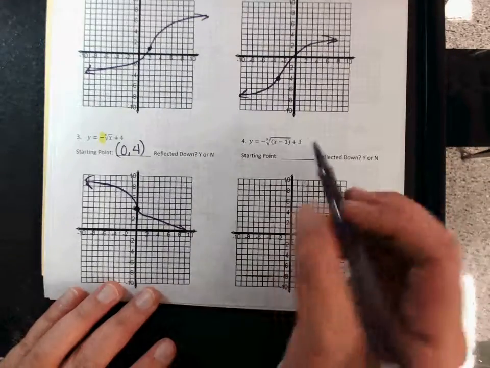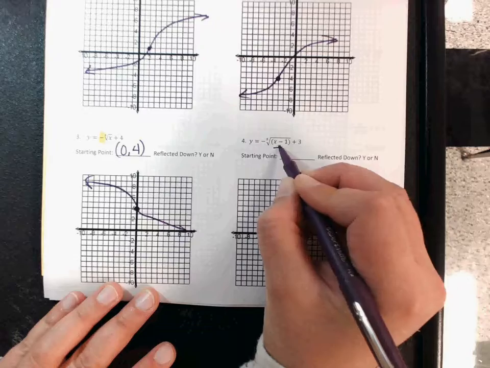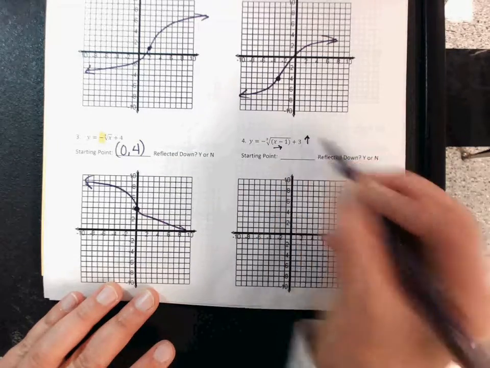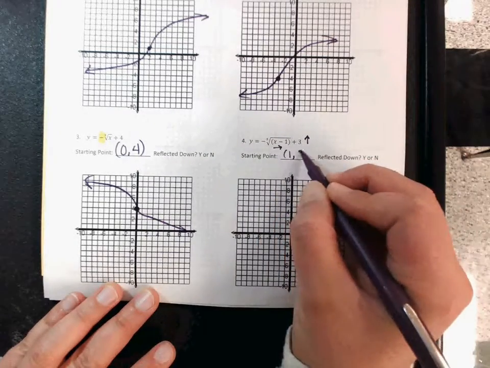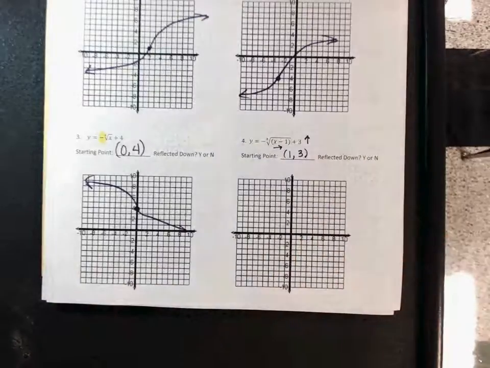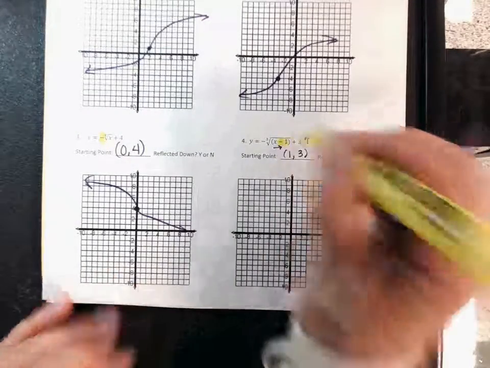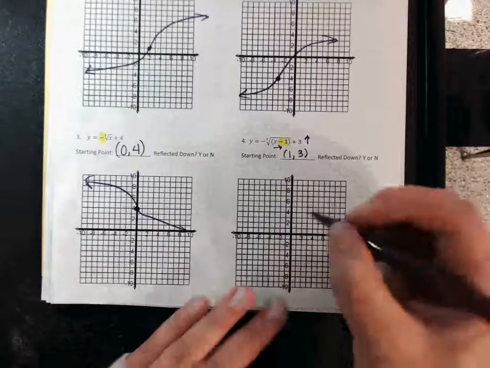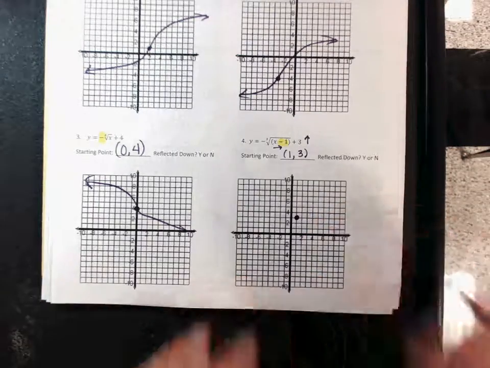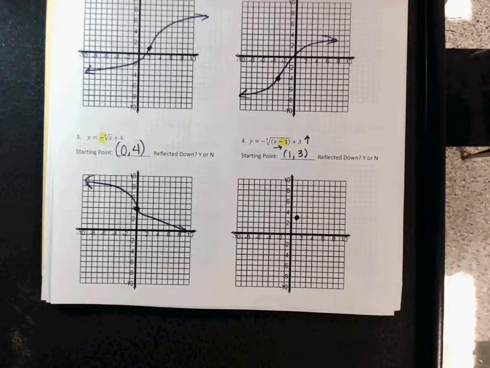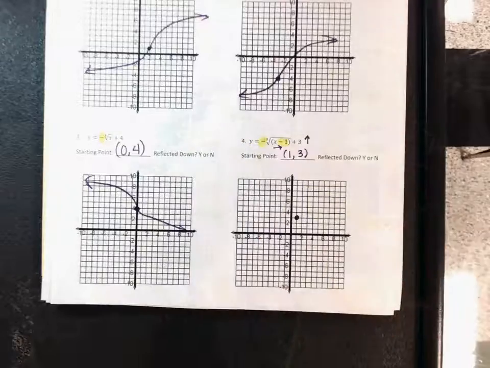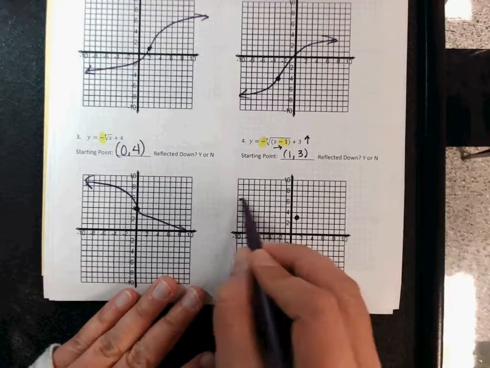Okay, next one, look at it. I have a minus 1. That means I'm going to the right. Plus 3 means I'm going up 3. So positive 1, 3. Remember, you're always changing the sign on the one that's with the x. So 1, 3 would be right here. And then are we going to squiggle uphill or downhill? Look at the very front. I have that minus there. That means I'm going down.